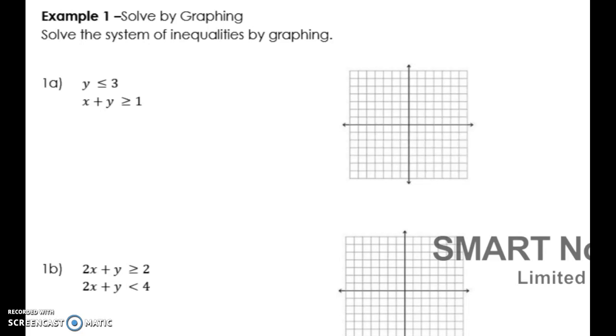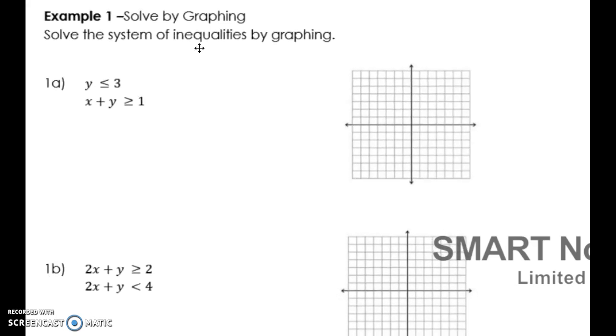The thing to remember from the last chapter is if you have a greater than or equal to or less than or equal to sign, that means you're going to graph a solid line. If you have a greater than sign or a less than sign, remember that means you're going to graph a dotted line. So keep that in mind here.